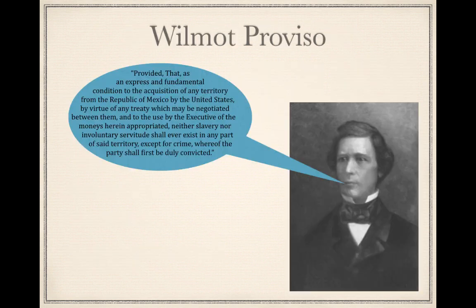So the Wilmot Proviso, introduced by David Wilmot, pictured here, says, provided that, as an express and fundamental condition to the acquisition of any territory from the Republic of Mexico by the United States, by virtue of any treaty which may be negotiated between them, and to the use by the executive of the monies herein appropriated, here's where it gets really important, neither slavery nor involuntary servitude shall ever exist in any part of said territory. So he wants slavery and indentured servitude to be outlawed, except for crime whereof the party shall first be duly convicted. And this will cause a lot of controversy in Congress.